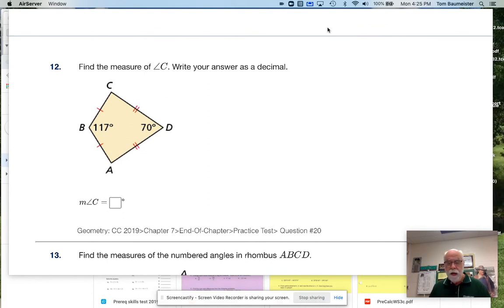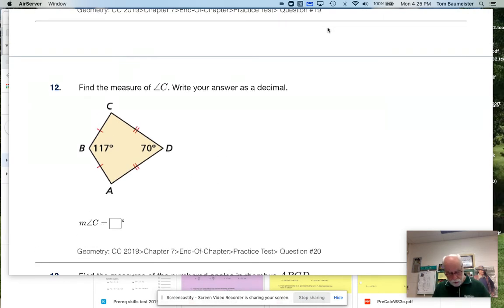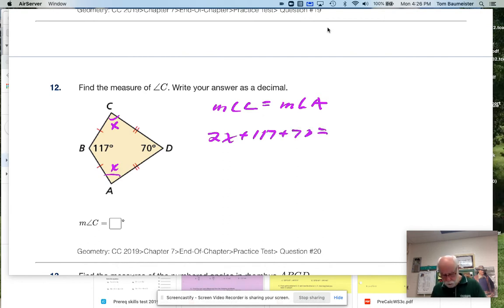Number 12, find the measure of angle C. Write your answer as a decimal. So if we remember, this is a kite, and on the kite, two of the angles have to be the same. So let's call this one X and this one here X, because we know that the measure of angle C is equal to the measure of angle A. So if you think about that, I have two X's there, plus 117 plus 70, and that is equal to 360 degrees, again, because it's a quadrilateral.